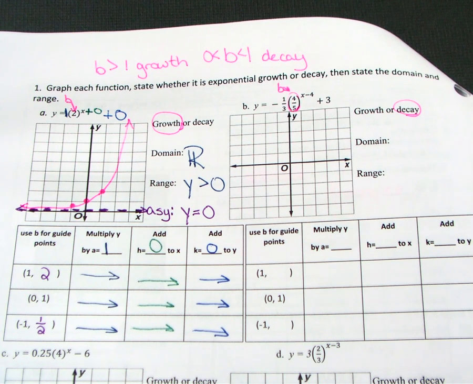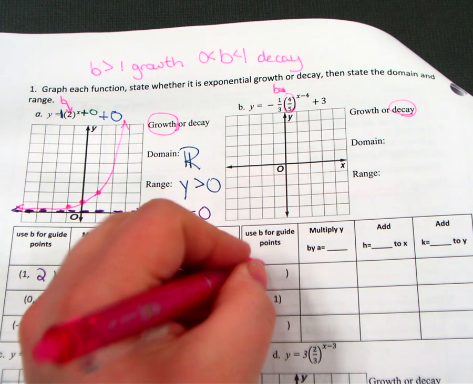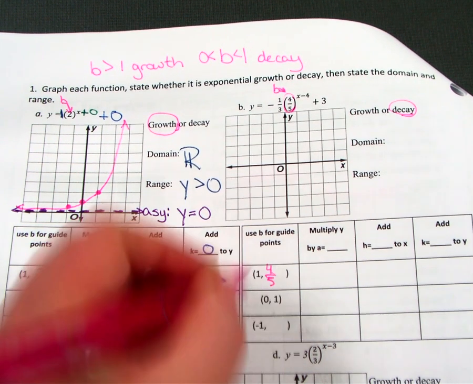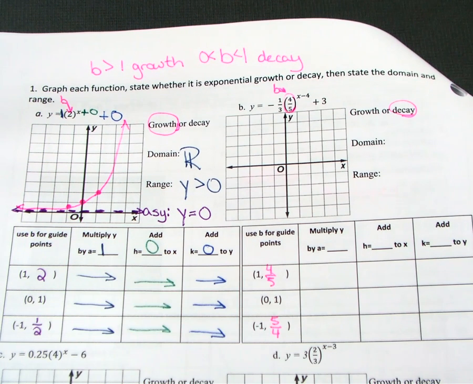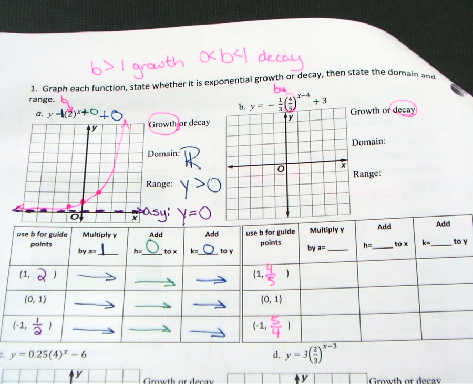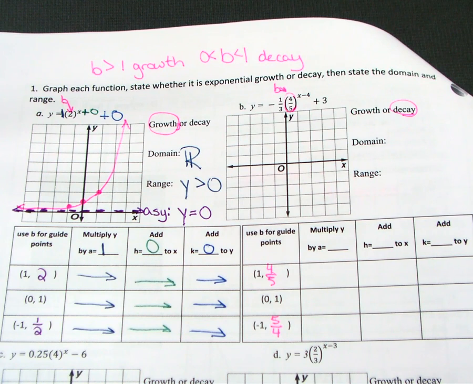Let's take a look at the next one. We already marked that it's exponential decay because that b value is between 0 and 1. Let's go ahead and do our guide points. Remember, those guide points come from b. So I have 1, 0, and -1 for my x coordinates. And then b, 1 over b would be my y coordinates. So I have b, 1, and remember 1 over b is just the fancy way of saying reciprocal. So there's my guide points.